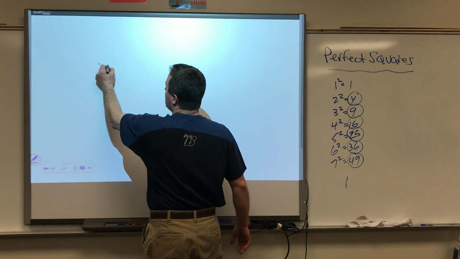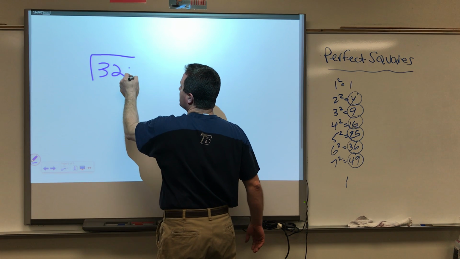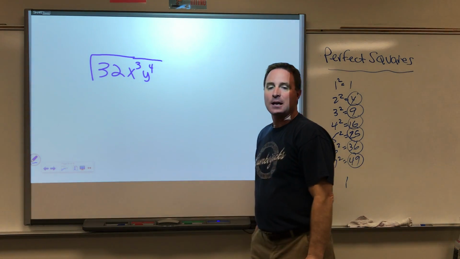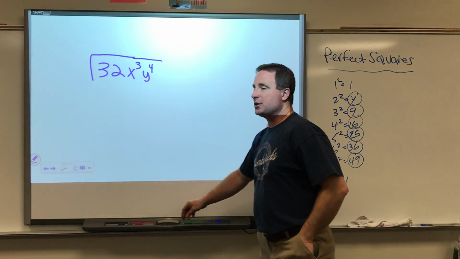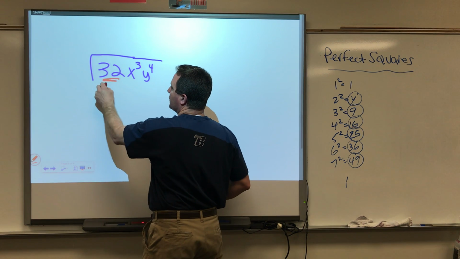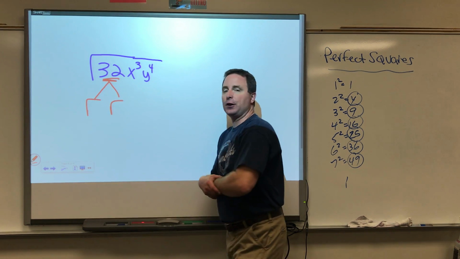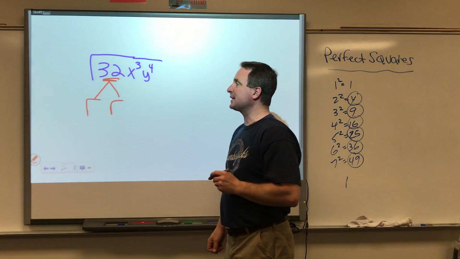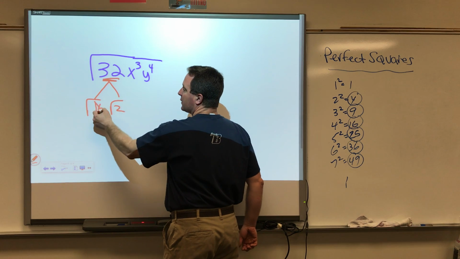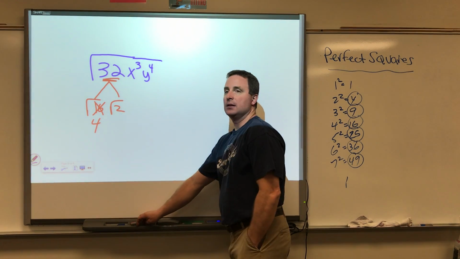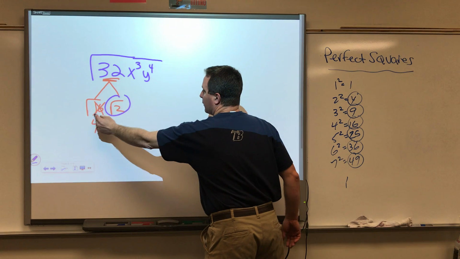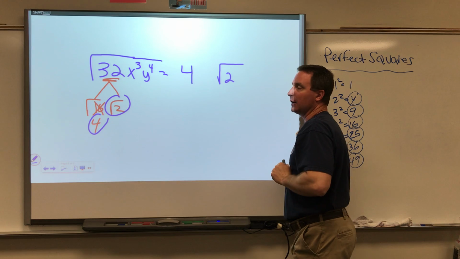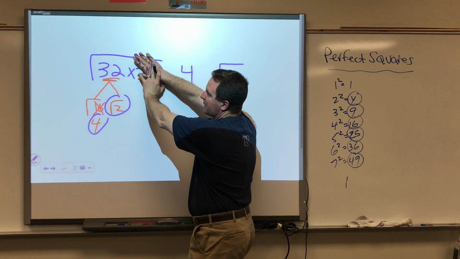What if I had the square root of 32x cubed, y to the 4th? Let's try that. With variables, let's do the big number part, the 32, and the variables separately. Well, 32, if you look at your factor sheet, the 2 that are highlighted in black would be 16 and 2. The square root of 16 is 4, and that's the end of the road. So this turns into a 4 with the square root of 2 left over.